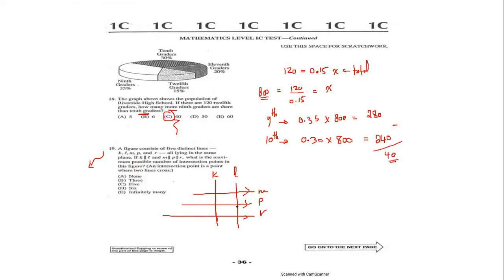1, 2, 3, 4, 5, 6. It's D, 6. Right? The maximum number of intersection points is 6. D, 6. So it's what? It's D. Question 20. And if you have any question, guys, stop me and ask. No problem, we're together. Number 20: if the sum of 5 integers is an even integer, what is the greatest number of these integers that can be odd?